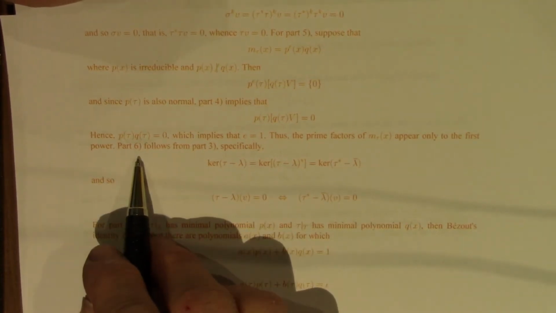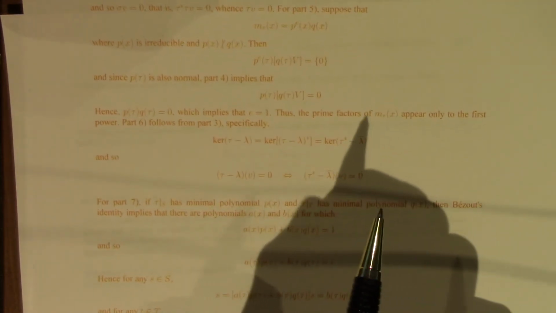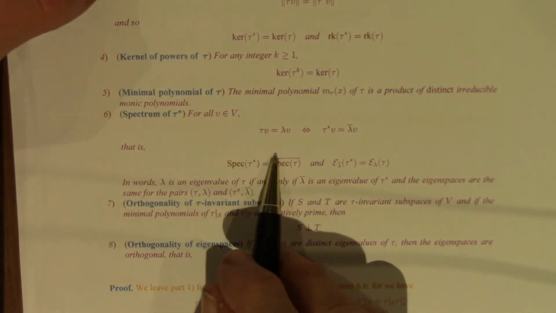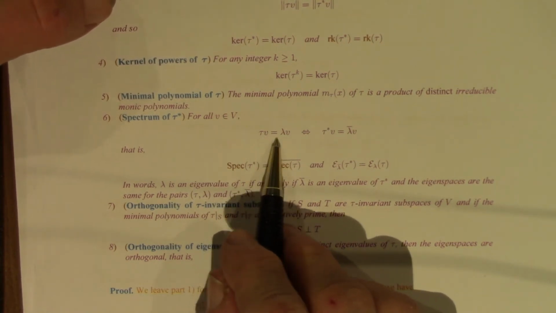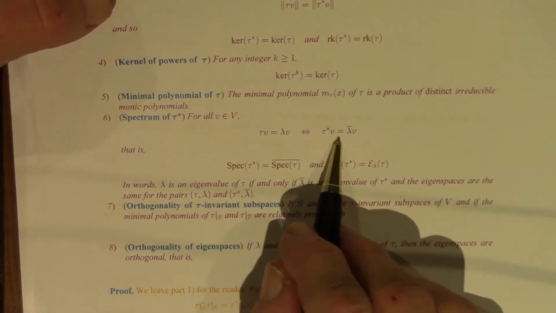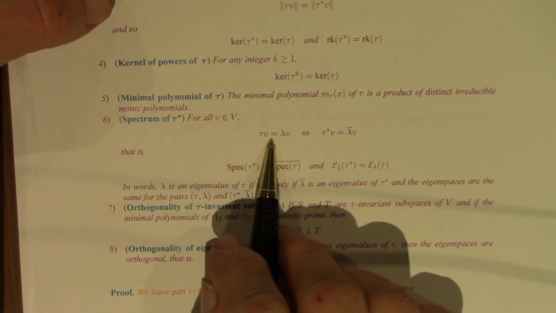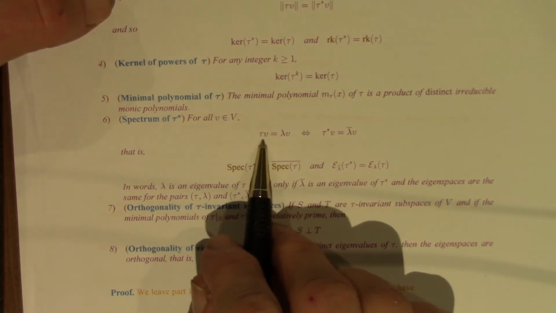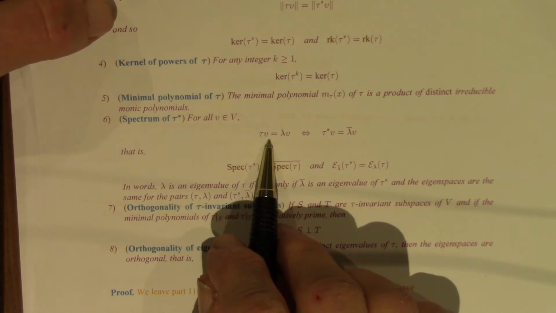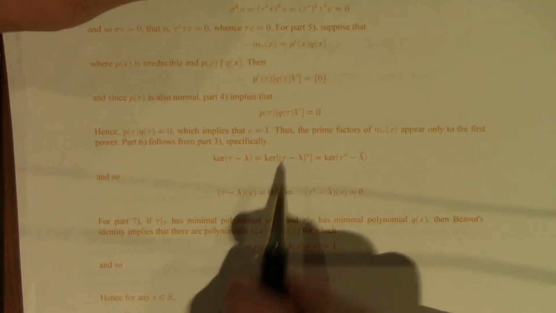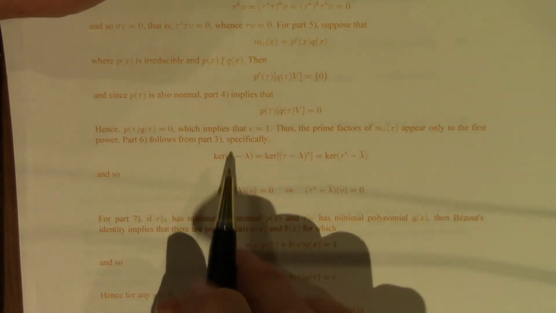Part 6 is about the spectrum. Tau v equals lambda v if and only if tau star v equals lambda bar v. This becomes pretty easy to see if we rewrite this as tau minus lambda v is 0. In other words, it's this statement here. This is about kernels.